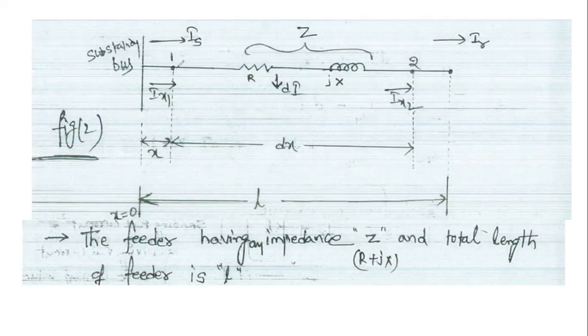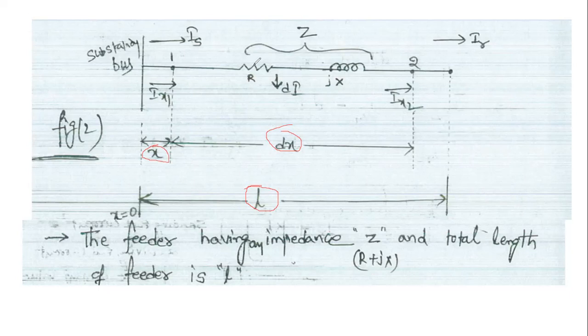Next, consider a small length x, and the remaining length is taken as dx. Therefore, the total length is taken as L. The current at this small length is Ix1, this is Ix2, and this is the sending current Is.